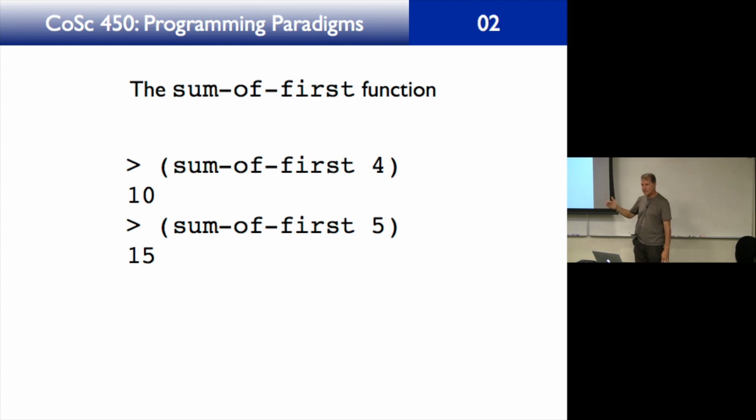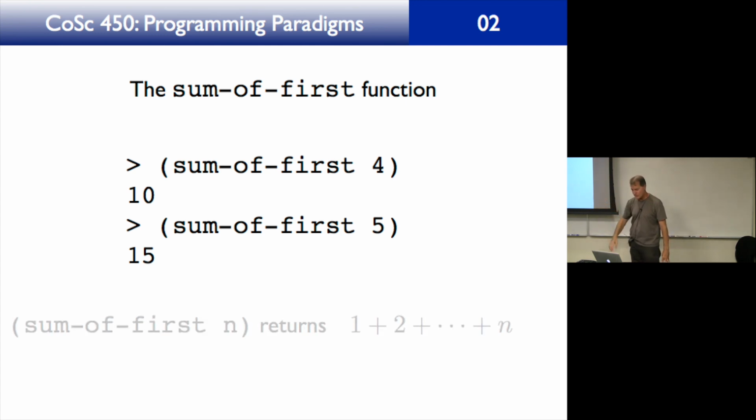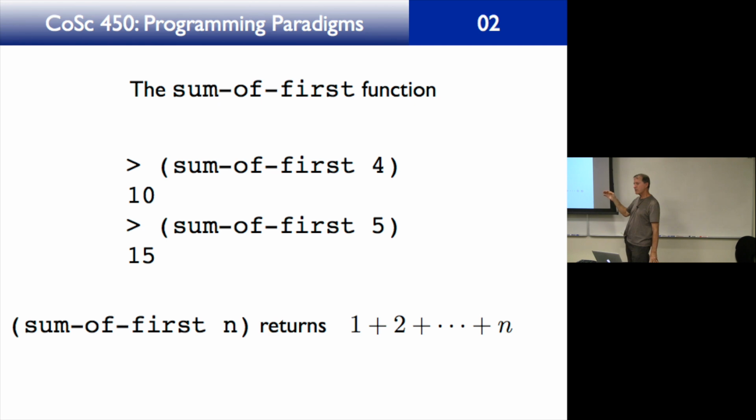The sum of the first however many integers. So sum of first n is going to do what? Return 1 plus 2 plus 3 plus dot dot dot plus n. So the sum of first 4 returns 1 plus 2 plus 3 plus 4. Is that right? Okay, and then sum of first 5, 1 plus 2 plus 3, yeah, 5 more. In fact, so what is sum of first 6?